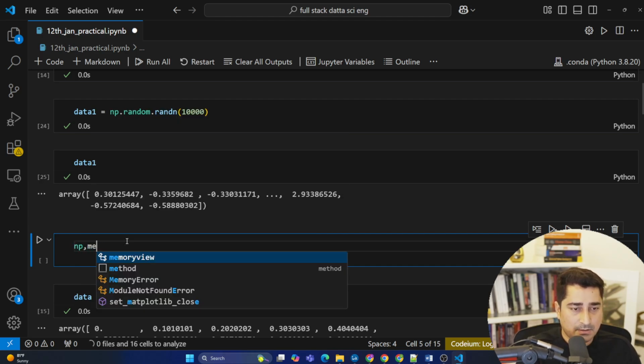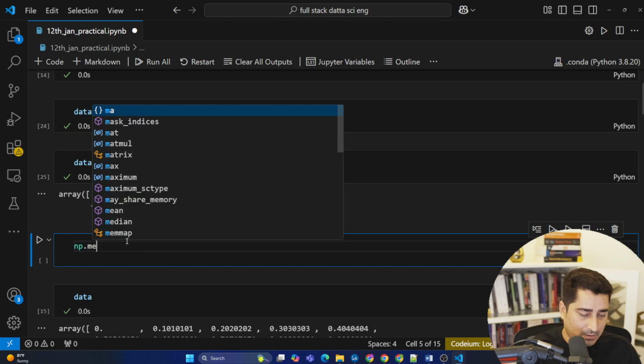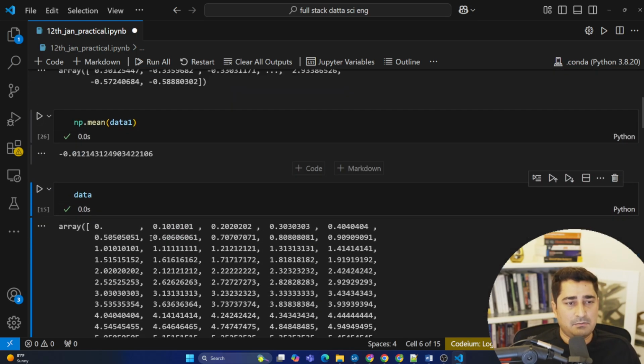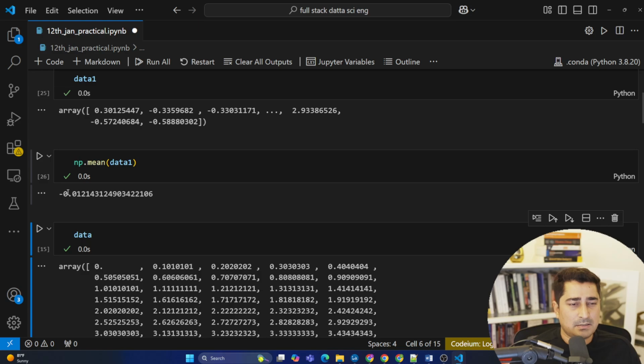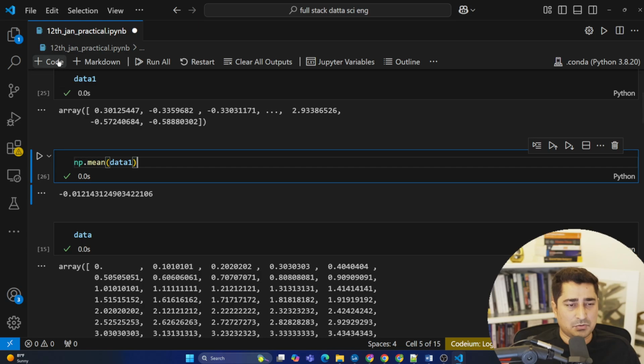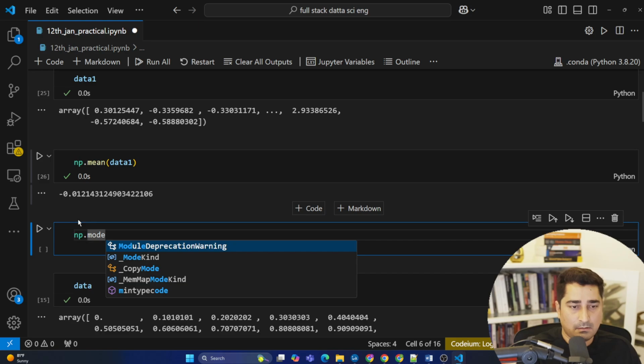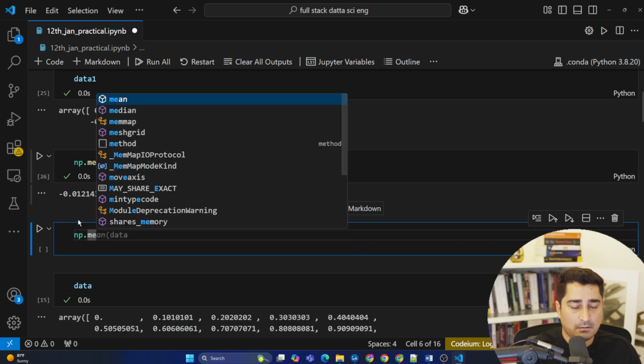So numpy dot mean of data 1. So the mean is equal to minus 0.01, close to 0, right? Not absolute 0, but close to 0. Now numpy dot median.